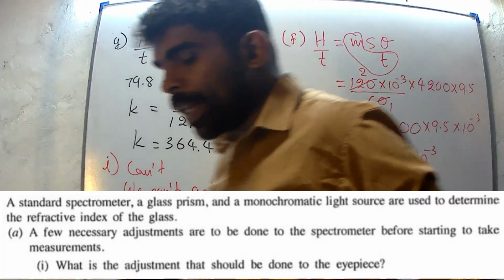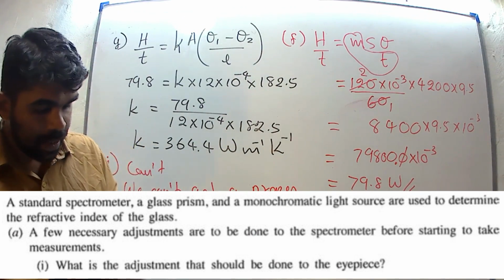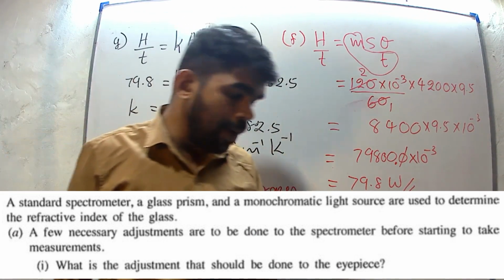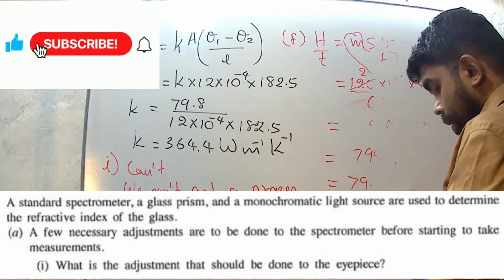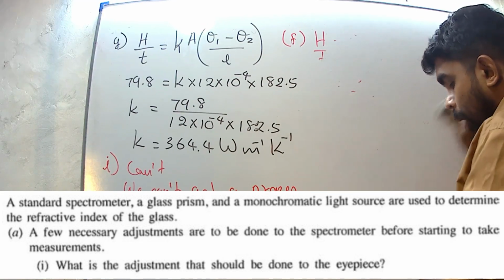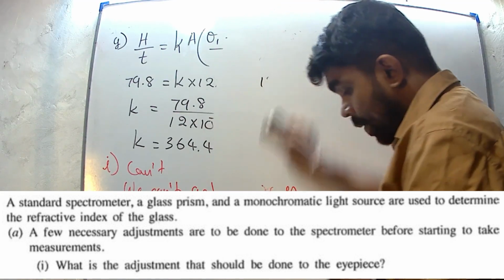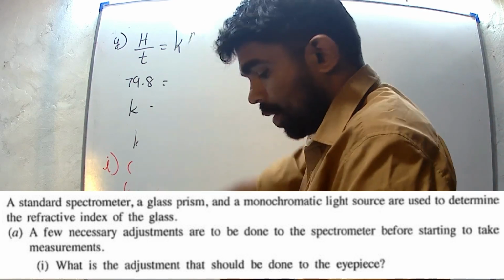A spectrometer, a glass prism and a monochromatic light source are used to determine the refractive index of the glass. Part A. A few necessary adjustments are to be done to the spectrometer before starting the measurement.